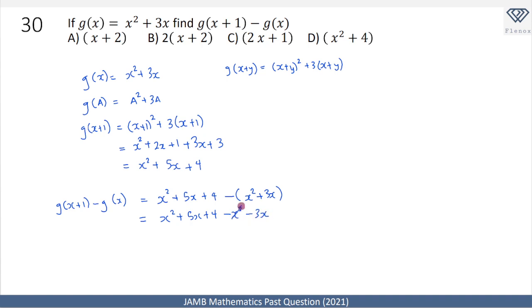I know that this x squared cancels out this one, and 5x minus 3x, collecting like terms, will be 2x, and I'm left with plus 4. And what is common to both of them is 2. So 2 into x is x, and 2 into 4 is 2. So you have 2 into bracket x plus 2, and that makes Option B the correct option.